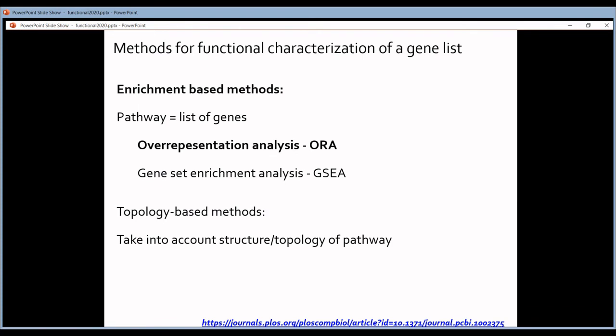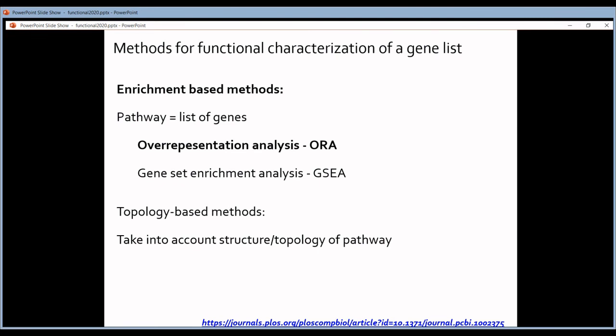There are different methods for doing functional characterization of a list of genes. Basically you have to make a distinction between methods that are based on enrichment and methods that are based on topology. So what's the difference between the two? In the enrichment-based methods, you see pathways as simple bags of genes. Each pathway is a list of genes, and the order of the genes in the pathway is not important.